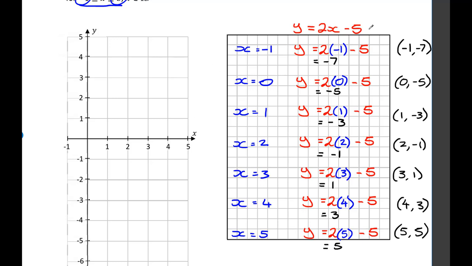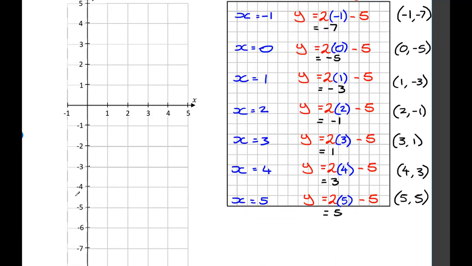So let's just plot these. It is a bit of work there, you know what I mean? But once you get the hang of it, you got it. So minus 1, minus 7. So there's minus 1. Now minus 7 is down here. So our first point is going to be here. So next point is going to be 0, minus 5.